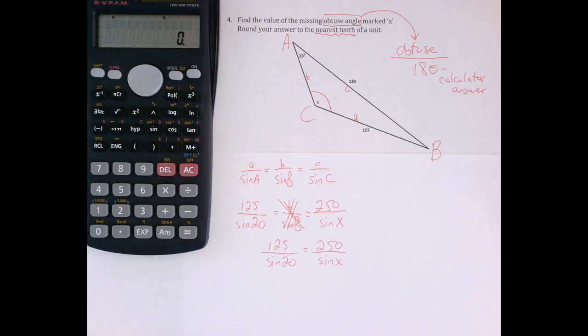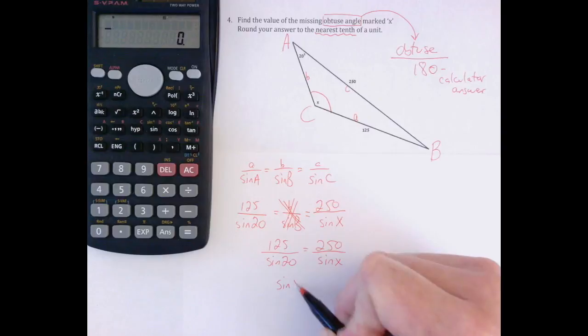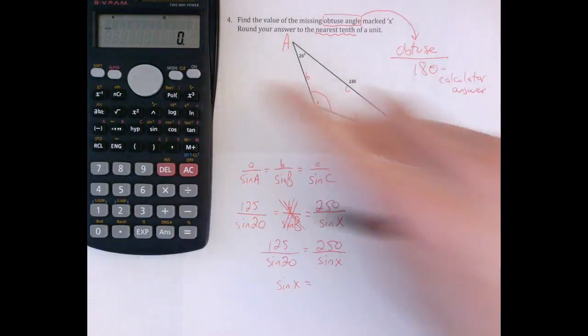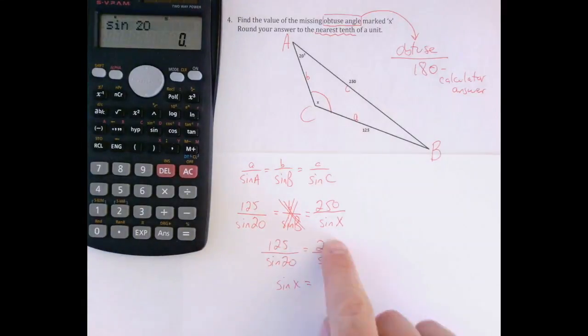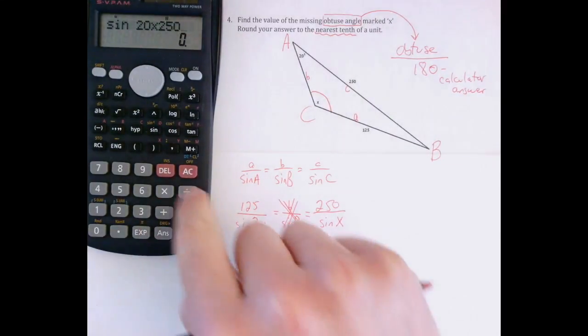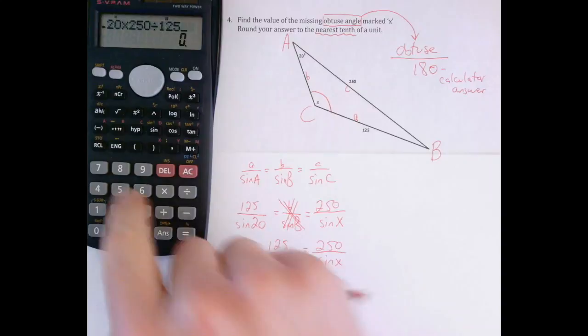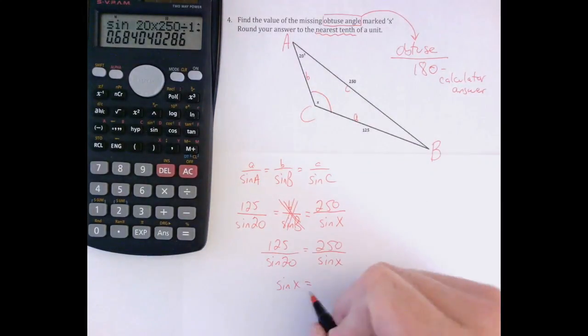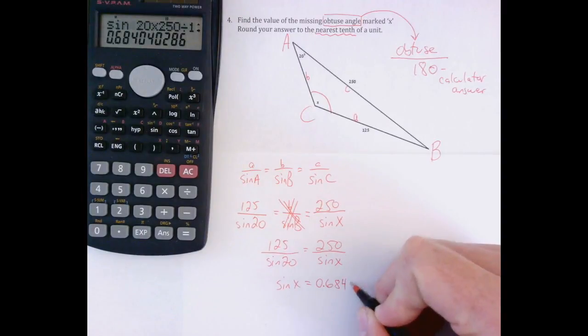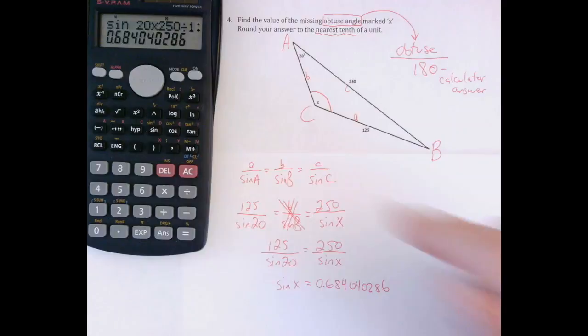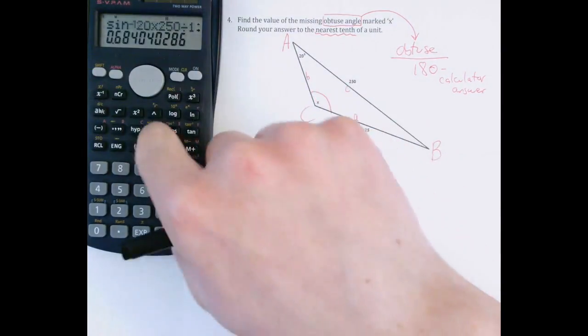Now when we have two equivalent fractions, we cross multiply to solve for the unknown. So whatever I solve for is going to be the sine of x. And cross multiplying says that the sine of 20 times 250 divided by 125 is going to give me the sine of angle x, which is 0.6840400286.